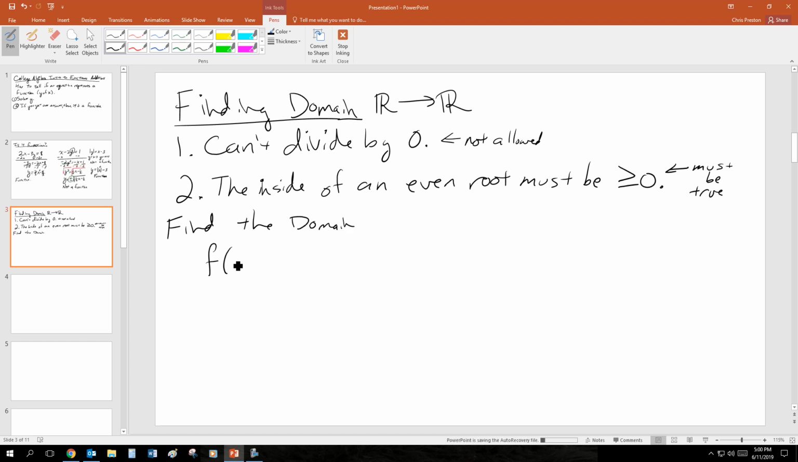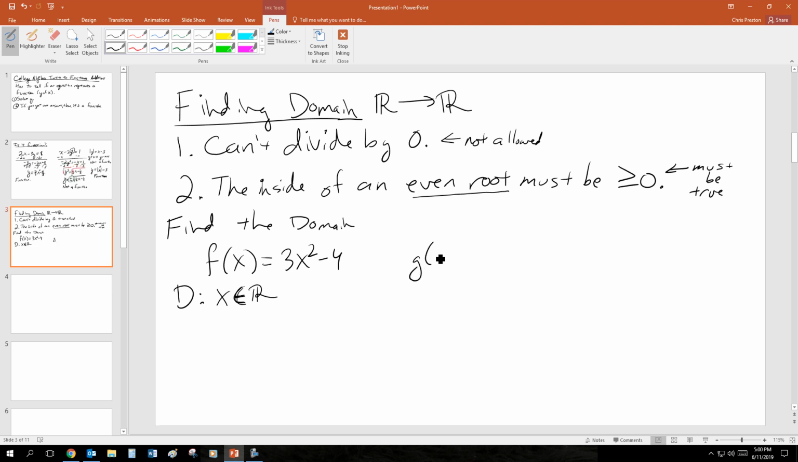They gave us f of x equals 3x squared minus 4. So to find the domain here, I would start off by asking myself, would I divide by 0 here by putting a value in for x? And the answer is no, I wouldn't. Do I have an even root? No, I have an even power, but I don't have an even root. So neither of these rules apply to this problem. In that case, my domain is all real numbers. So one shorthand way of saying all real numbers is x is an element of the real numbers.